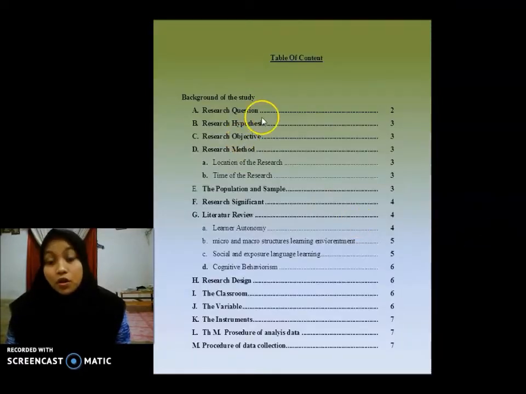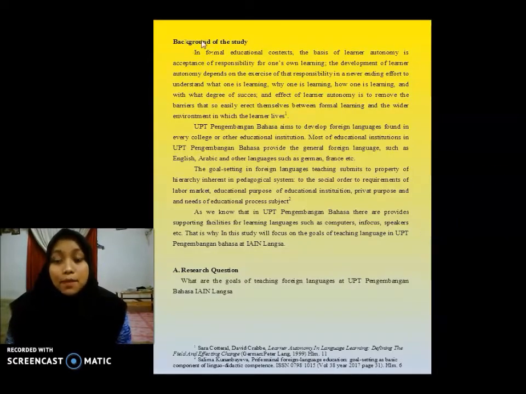The table of contents is the same as in usual research. There are the research question, research hypothesis, research objective, research method, and so on. Next, background of the study.